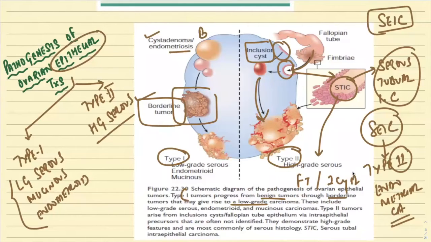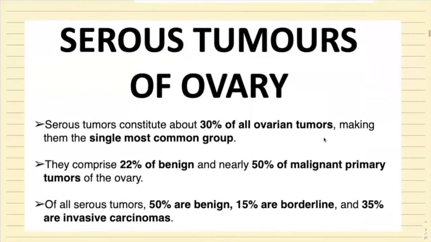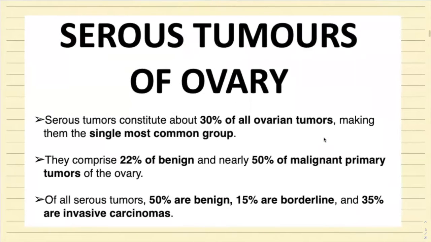The inclusion cyst will directly go to the high-grade serous carcinoma, while the fallopian tube will first give rise to STIC. After that, you will have the carcinoma. Is this crystal clear to everyone? Yes, sir. Okay. So with this origin in our mind, we will now start with the serous tumors of the ovary.